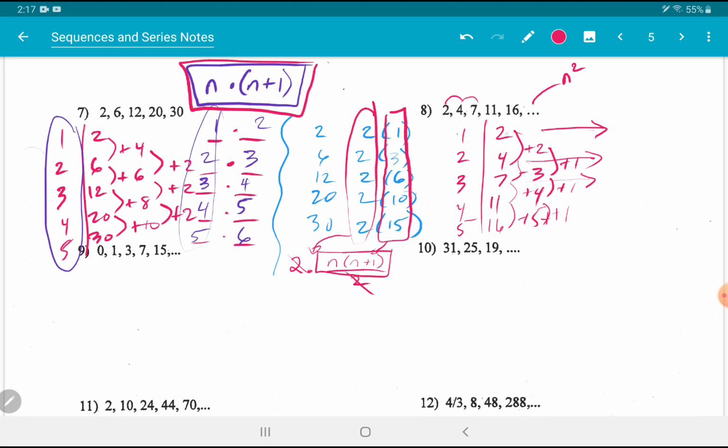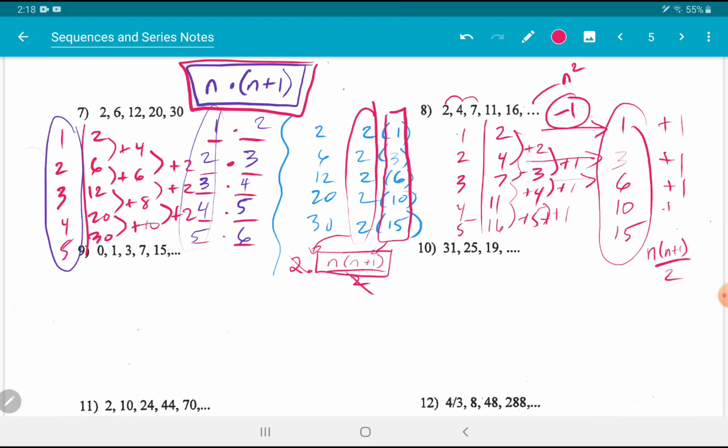Hopefully you can see that if you subtract 1 from everything, you're going to get 1, 3, 6, 10, and 15 again, really. So you're just going to take this value, 1, 3, 6, 10, 15, which we know to be n times n plus 1 all over 2. And how do we get 2, 4, 7, 11, 16? We add 1 to everything. So if we add 1 to everything, let's just take this and add 1. That's going to be our sequence. Okay?